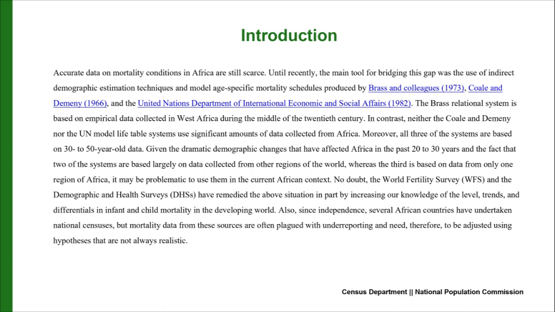in part by increasing our knowledge of the level, trends, and differentials in infant and child mortality in the developing world. Also, since independence, several African countries have undertaken national censuses, but mortality data from these sources are often plagued with underreporting and need, therefore, to be adjusted using hypotheses that are not always realistic.